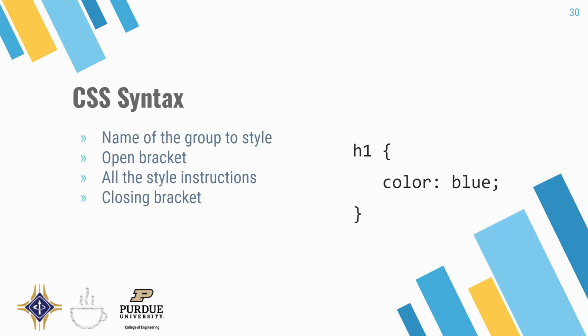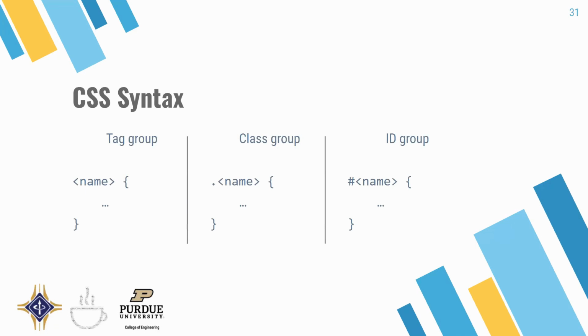So syntax, the way you do it is you have the name of the tag in the very top line, an opening curly brace, typically an enter to make it easier to read, then the instructions, semicolon, instruction, semicolon, then a closing curly brace, exactly like you see here. But that's how you do it, and here's how you do every kind of group.